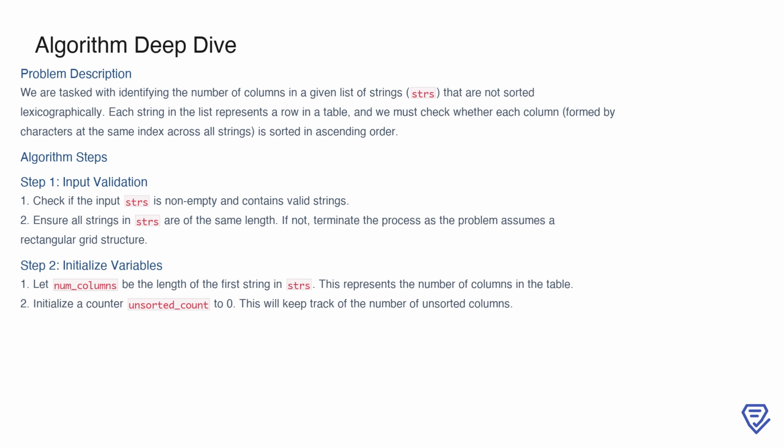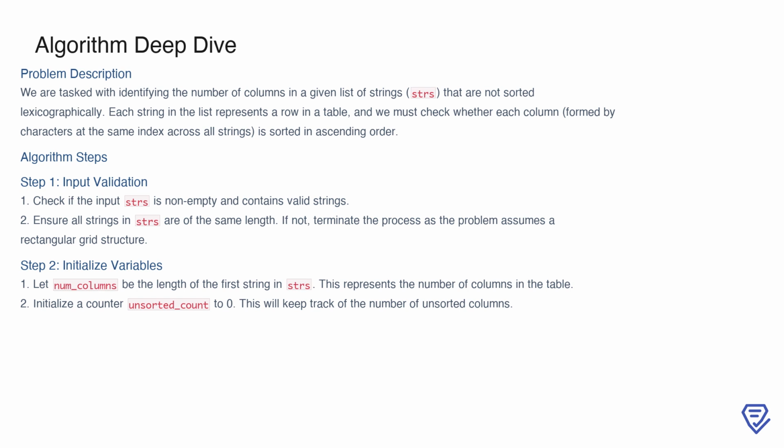First, we start with input validation. We need to ensure the input strs is not empty and that all strings within the list are of the same length. This is crucial because the problem assumes a rectangular grid structure. If the strings vary in length, the process cannot continue.